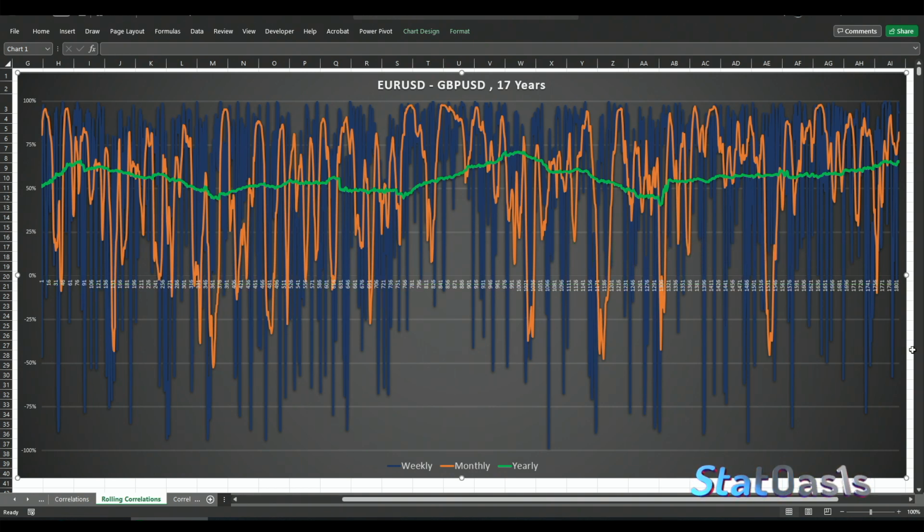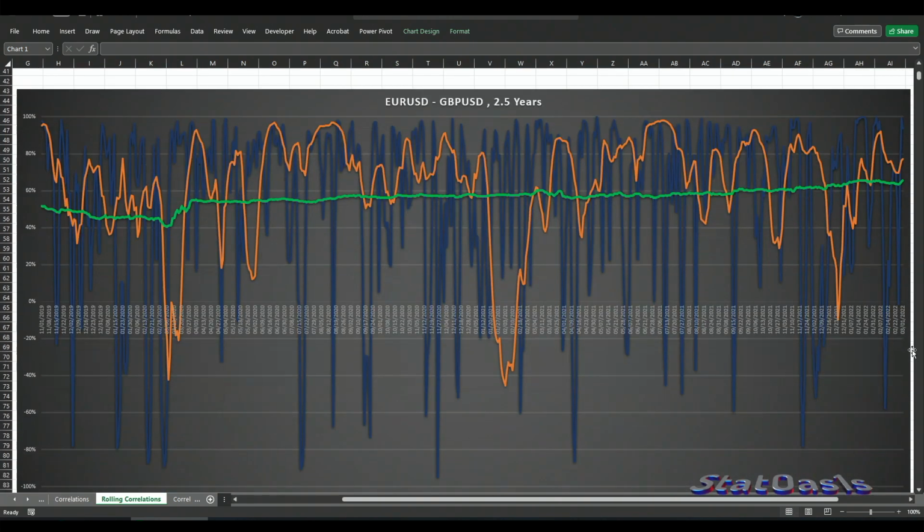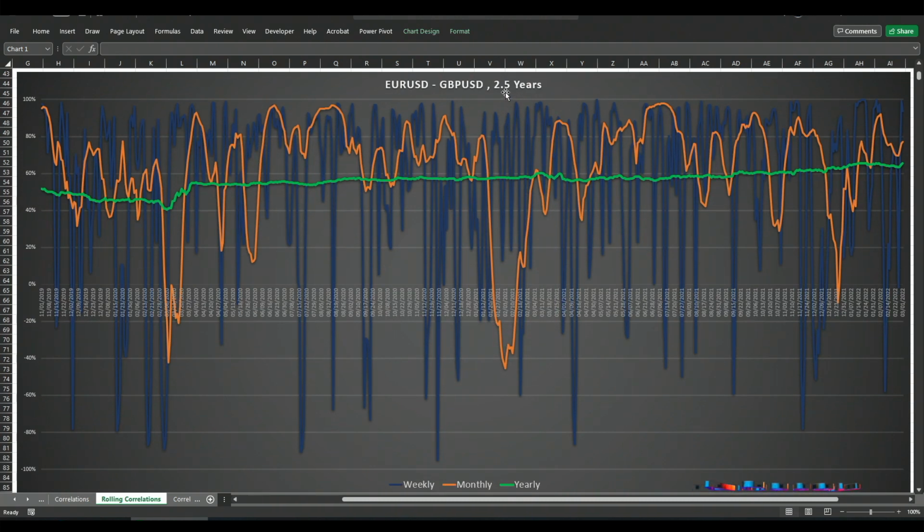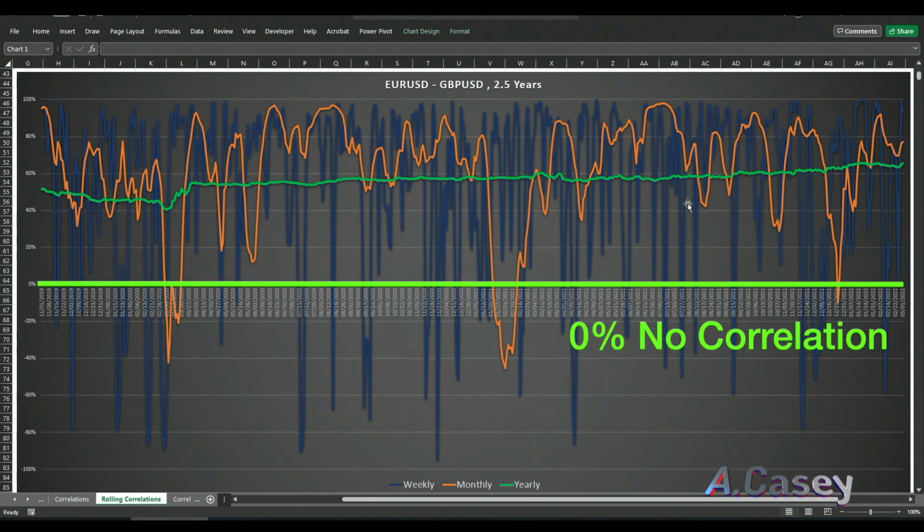Now we can dig deeper. So here is another chart. This chart now is for the past 2.5 years. Again, the green line is the yearly line, and we can see that the yearly line went above 60% in September of 2021. And since then, we are moving upwards. So over the past year, the correlation is going up and up between the Euro USD and the British Pound USD.